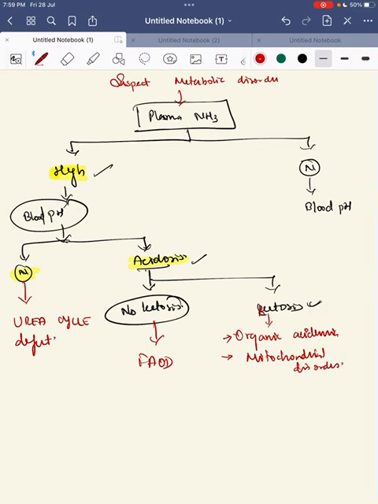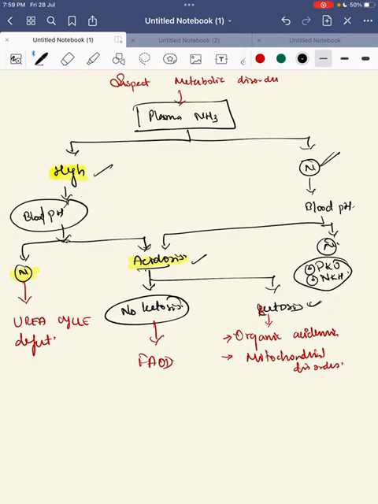Next, here it also applies the same. When the child has normal ammonia with acidosis with no ketosis, you can also suspect fatty acid oxidation defect. Or when the child has normal ammonia with normal blood pH without any acidosis, then you have to suspect phenylketonuria or non-ketotic hyperglycinemia.